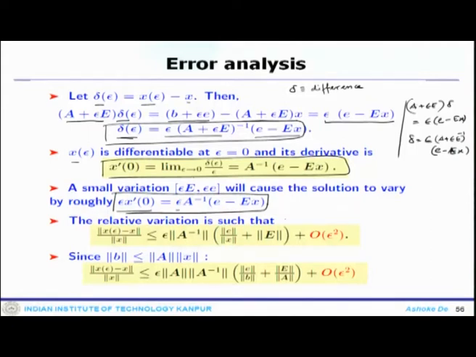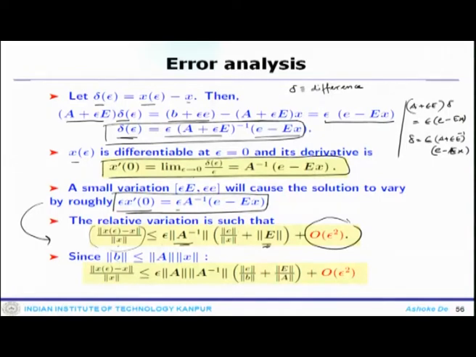So, the relative variation must be such that the magnitude of x epsilon minus x, divided by the magnitude of x, the original solution, that is, the relative variation, must be less than or equal to epsilon times the magnitude of A inverse, then the normalized E by x and A, the magnitude of E. So, that is of the order of epsilon. It just comes from this particular expression for finding the relative variation.